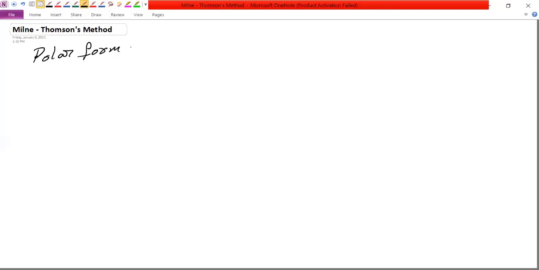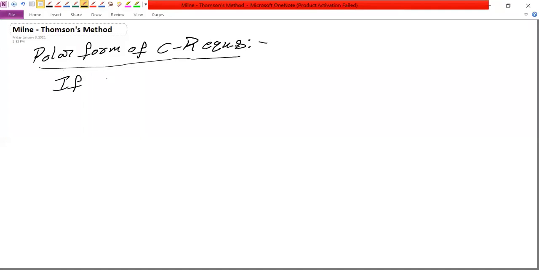Polar form of CR equations. CR equations means Cauchy-Riemann equations. The statement is like this: if f of z equals u plus iv, that is the general Cartesian form. But here we are going to discuss z as r into e power i theta.